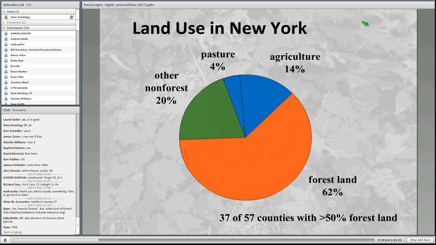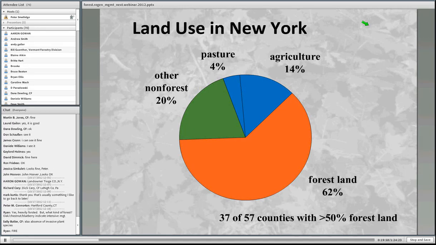In New York, and this is, I think, a fairly similar pattern to a lot of the Northeast, and I think maybe in the New England states, the abundance of forest land may be a higher percentage of the land base. But in New York, the forest land occupies about two-thirds of the state, and the state is 30 million acres, and about 18 million acres are forested.